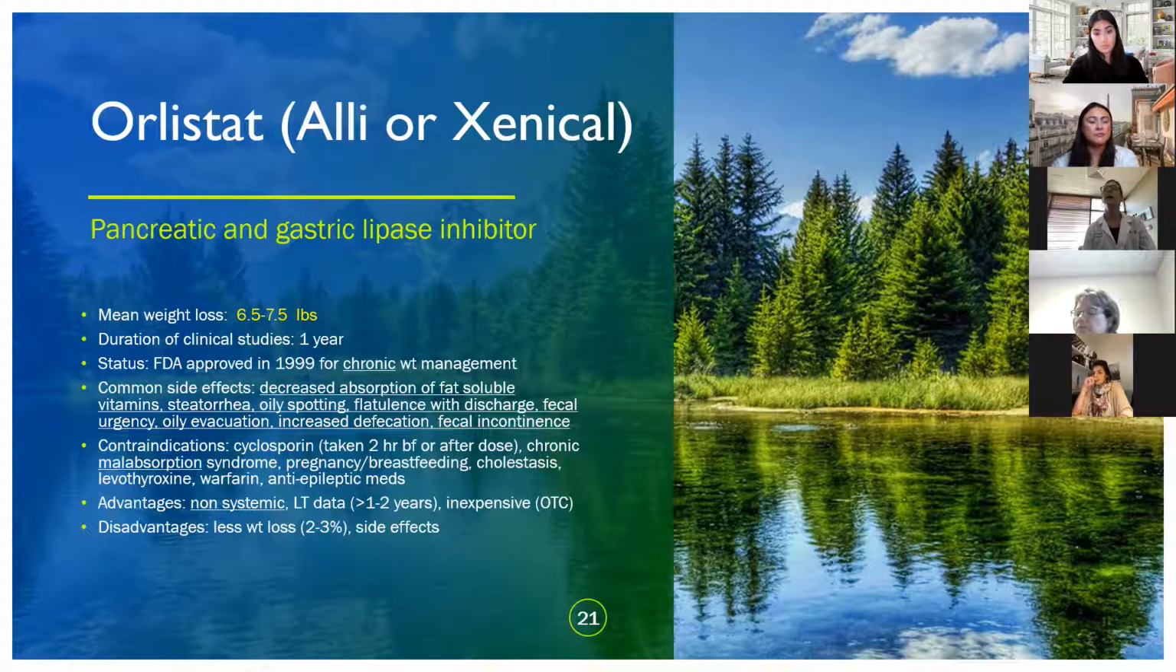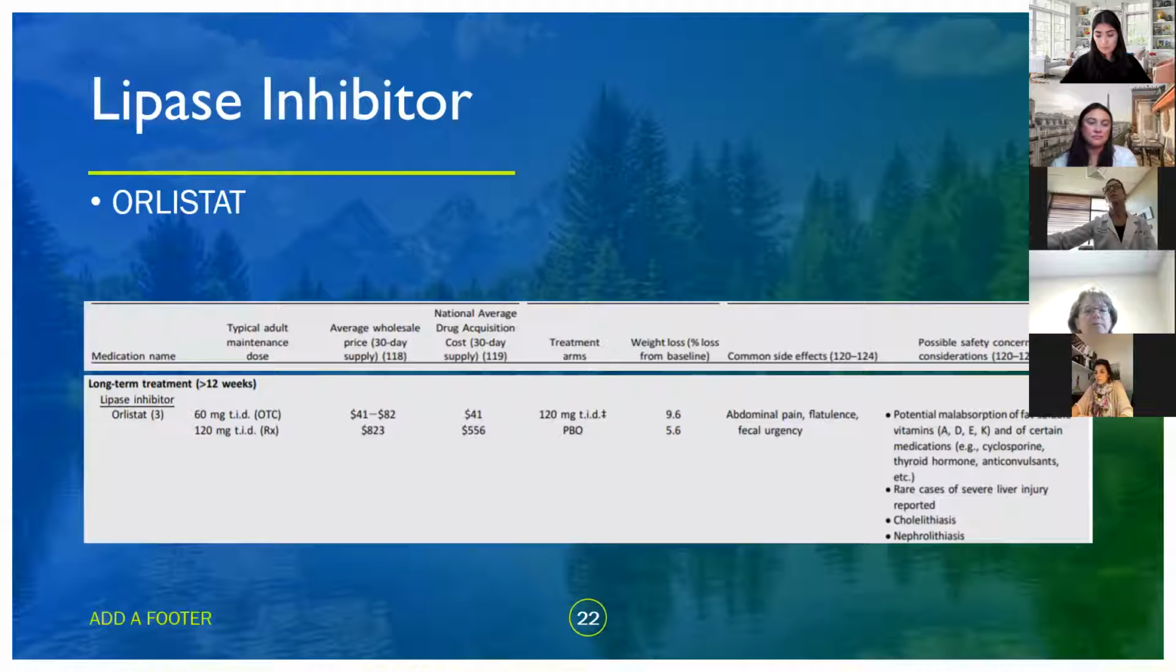Orlistat, or Alli or Xenical. It's a pancreatic and gastric lipase inhibitor. The major problem with this is the bowel issues. You know, people get oily spotting. They just are not absorbing fat-soluble vitamins very well. So that's probably the main setback, and it can be pretty costly. So if you go to the next slide, that'll show you the cost.